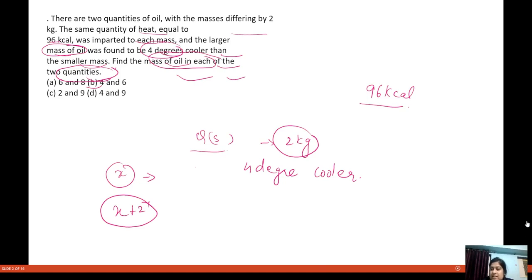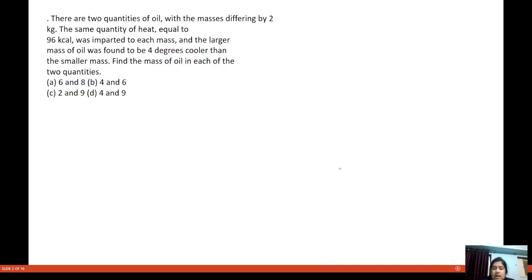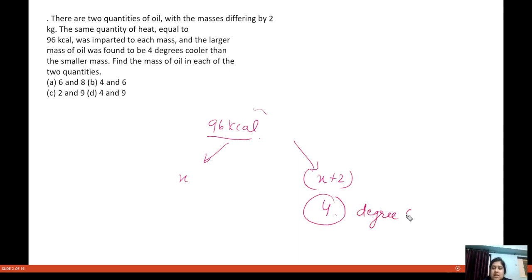Now let us see how we can do this. You have this 96 kilocalorie constant heat, and this is given to x and this is given to x plus 2. Now this one is 4 degrees cooler. To find the value of x, we should have something here, but we don't know. It is just giving a comparison that this is 4 degrees cooler.